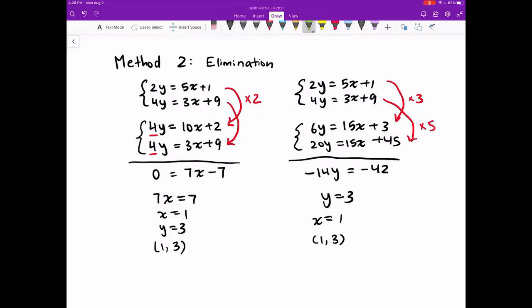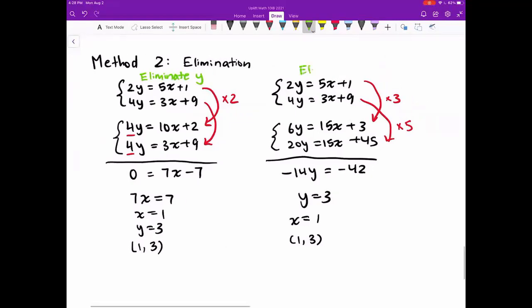I guess I can just write it down. Eliminate y. Eliminate x. Okay. Yeah, so we can do another example.